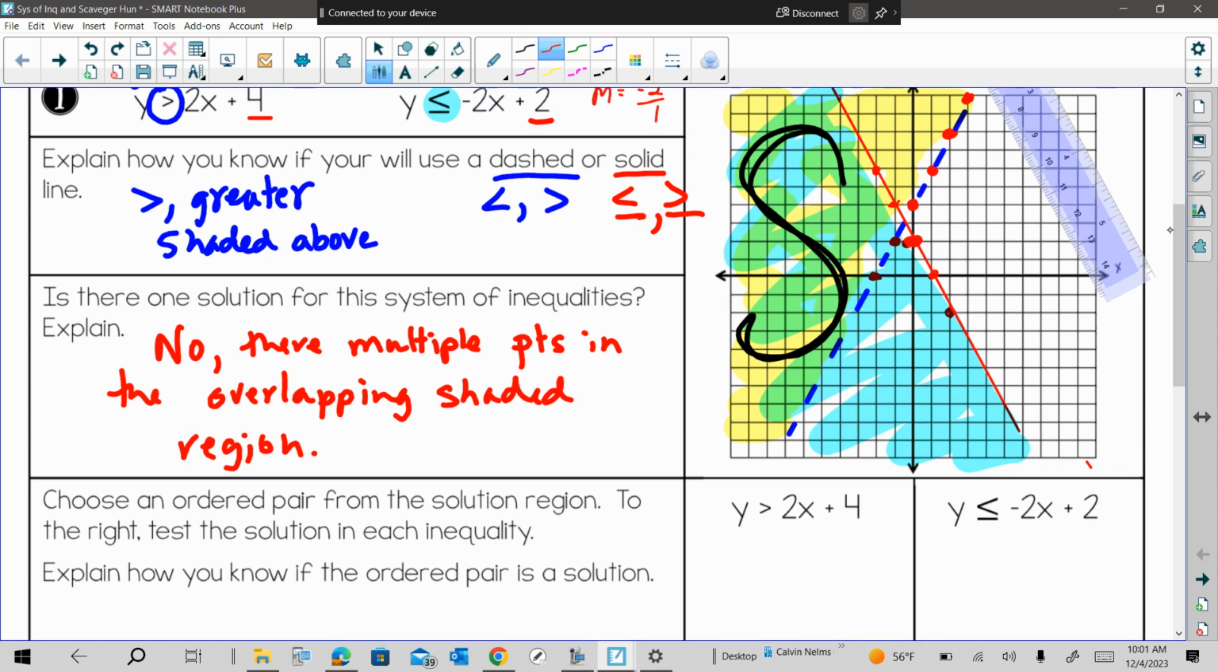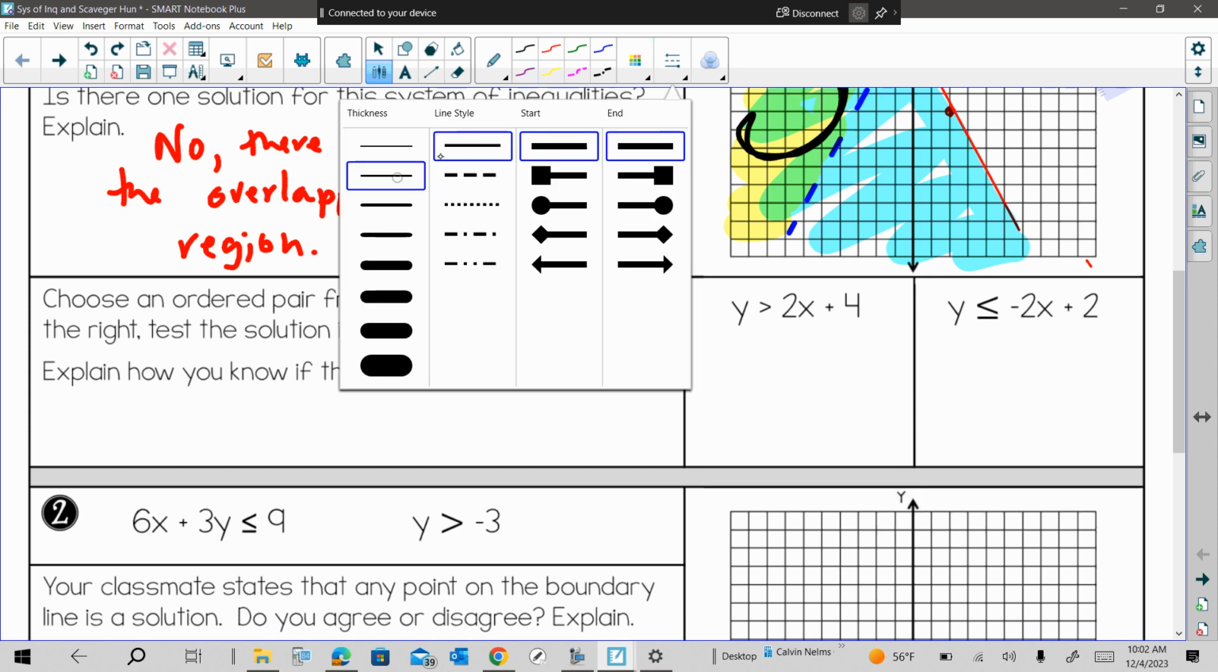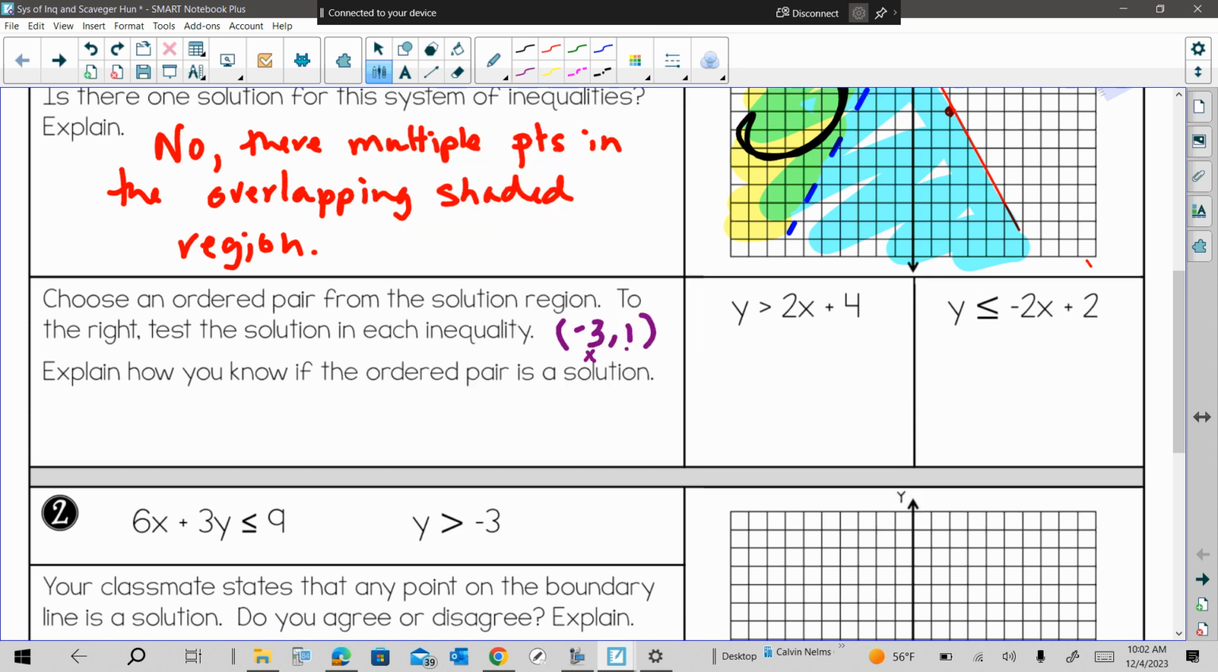Negative 3, comma 1. So 1, 2, 3. I'm going to plot that point right here, negative 3, comma 1. There it is. It's in the overlapping region. So the point we're going to choose is negative 3, comma 1. We're going to test the point for each equation over here. The negative 3 represents the x coordinate and the 1 represents the y coordinate.